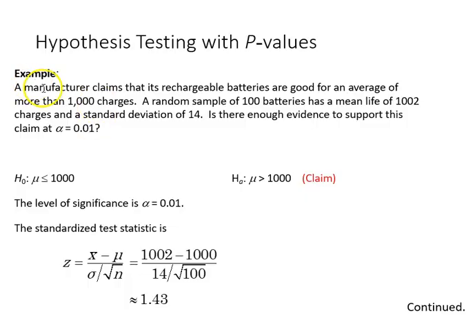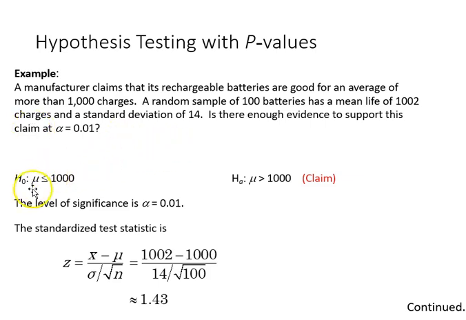And here we go back to the example of the battery manufacturer. In this case, the manufacturer claims its batteries are good for an average of more than 1,000 charges. If we have a random sample of 100 batteries that have a mean life of 1,002 charges with a standard deviation of 14, our question is: is there enough evidence here to support the claim when we take alpha at 0.01, in other words, a 99% confidence interval?